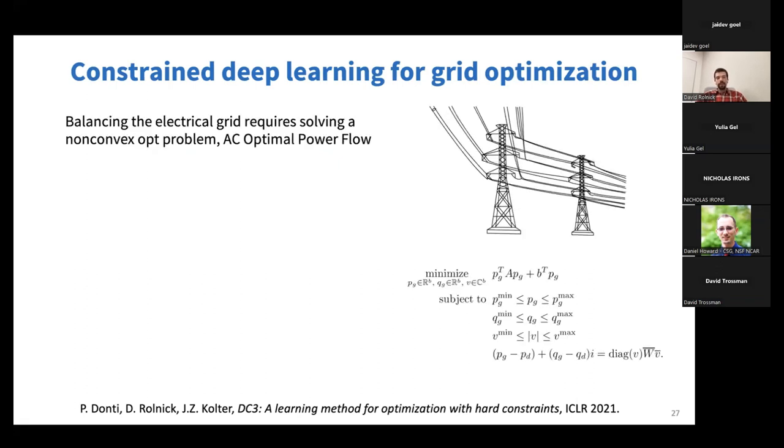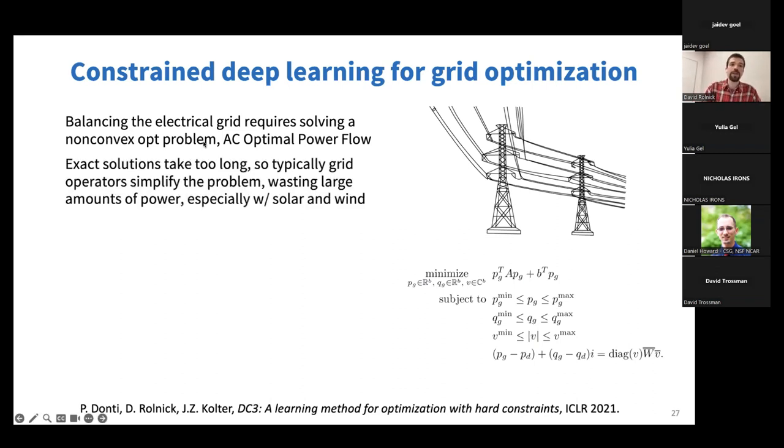Now, the electrical grid is a complicated engineered system. And balancing it, so ensuring there's enough power for everybody, requires solving a non-convex optimization problem, which looks like this and is called AC optimal power flow. For those with some optimization background, you know that a non-convex optimization problem means that it's hard. That's basically just what it's saying. It's a hard problem to solve using traditional algorithms. This is a quadratic problem, but it's still non-convex, and so there isn't a good approach for solving it.